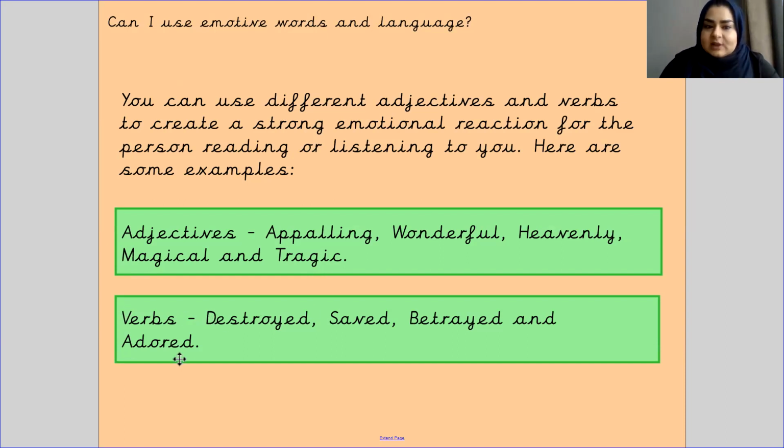Okay, and these are examples of verbs. Yeah, so adjectives are describing words and verbs are doing words. So destroyed, saved, betrayed, and adored. So destroyed and betrayed are negative words, because if you were to destroy your toy or someone destroyed your toy or destroyed something for you, you will not feel happy about it. You will be very unhappy. So now, for example, if you were saved from a problem, or if someone adored you, which means loved you, then that means that's a very positive feeling, a happy feeling.